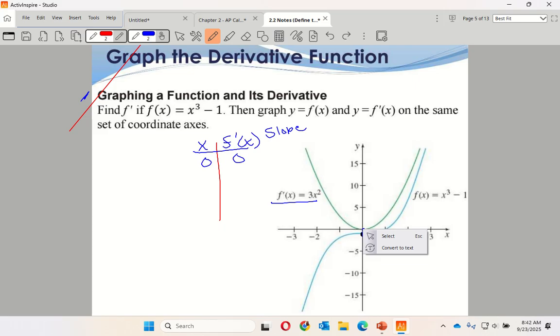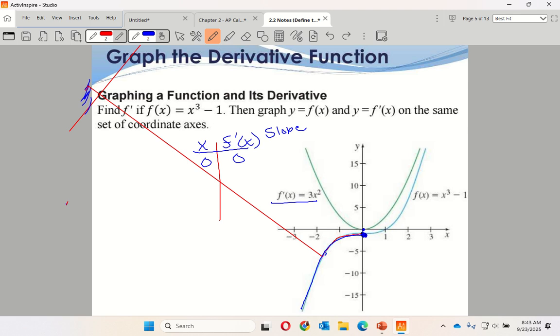Now, what can you tell me about the slope over here on this side? Why is this red? This is supposed to be blue. It's acting up.